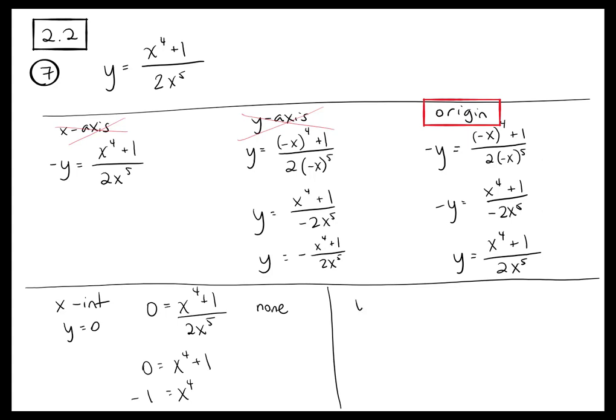And then we have all the y-intercepts. Let's plug in x equals 0. So I'm going to get y is equal to 0 to the 4th plus 1 over 2 times 0 to the 5th, which is going to be 1 over 0, which is undefined. So there is also no y-intercepts.